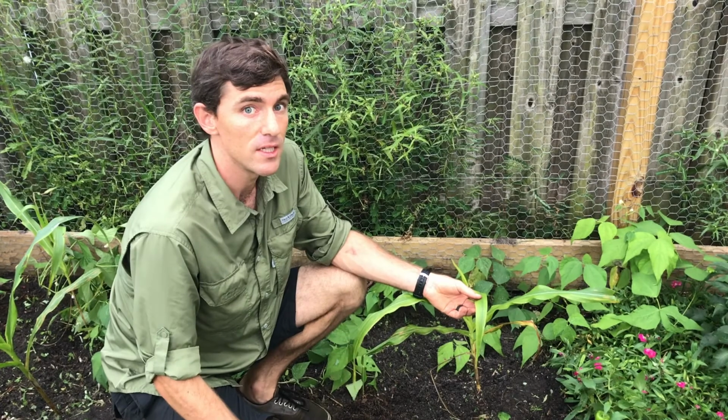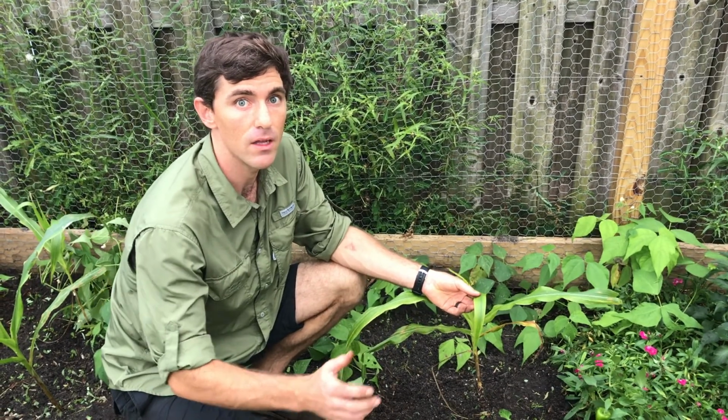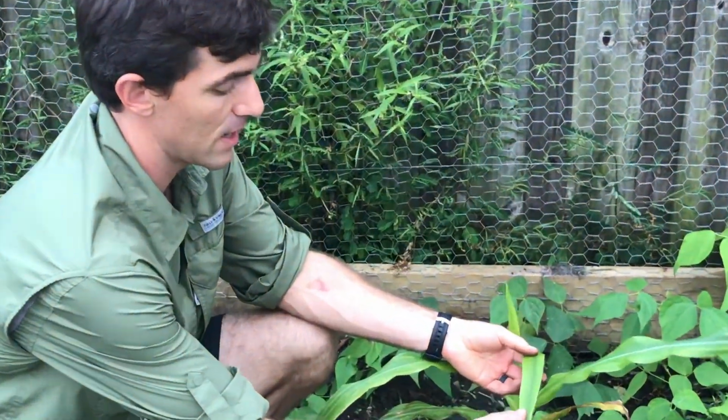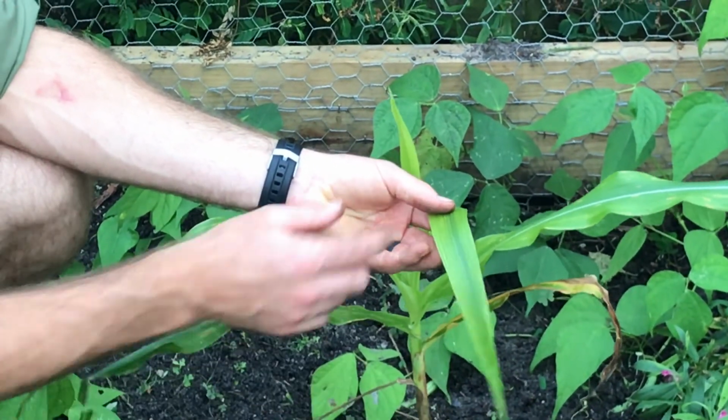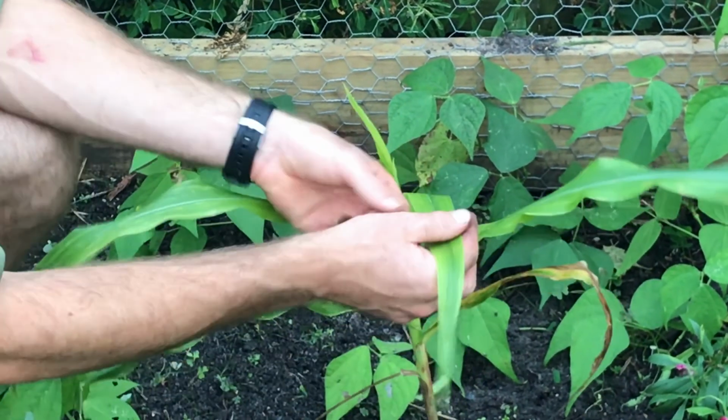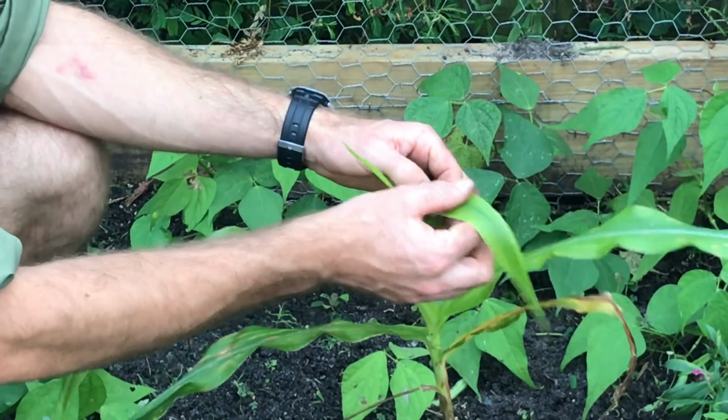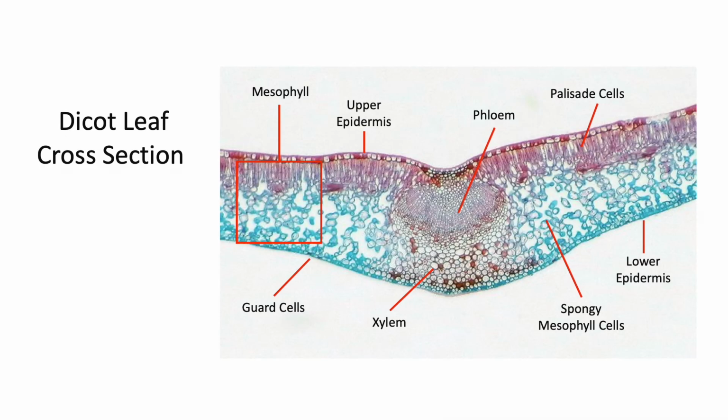Monocot leaf venation is parallel leaf veins all the way down the plant. Whenever you're looking for a monocot, they're going to have those long parallel veins that start at the base of the leaf and run all the way to the end of the leaf.